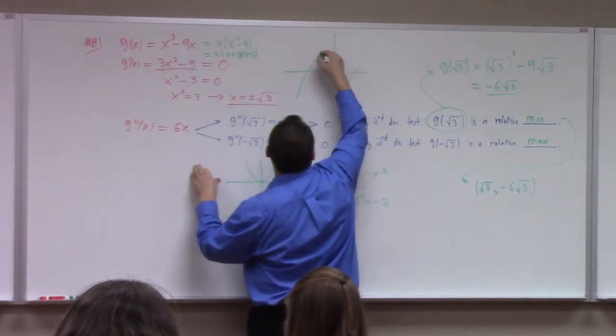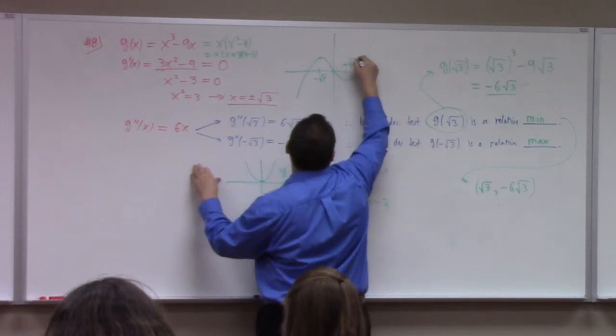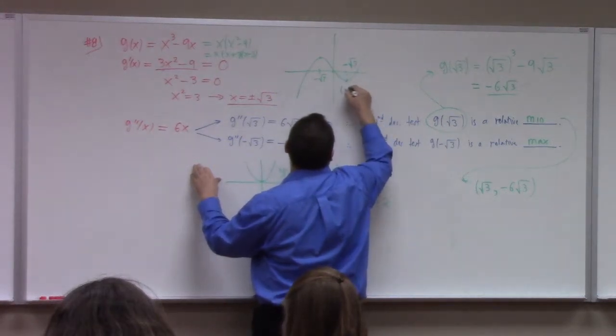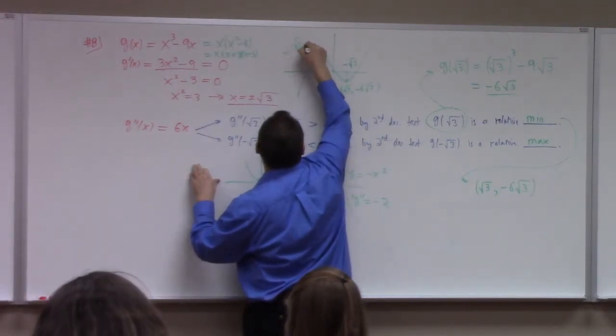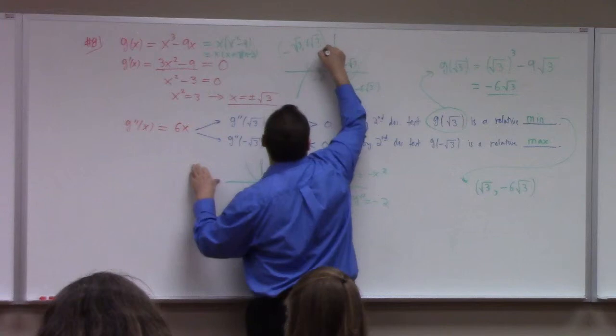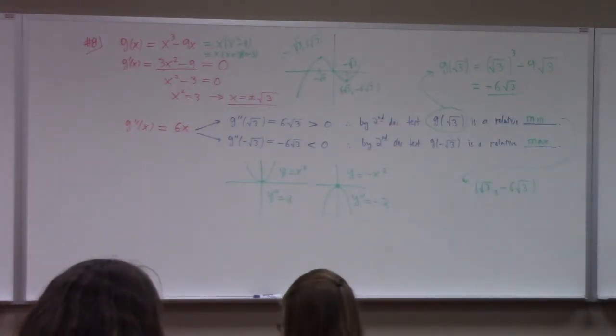Here's the maximum at minus root 3. Here's the minimum at square root of 3, and this is at square root of 3, comma, minus 6 root 3. This point is minus the square root of 3, 6 square root of 3. That's what's happening. This is actually the function. I can't usually do that. It just happens that this one's easy to factor, so I can actually just draw the graph like that.